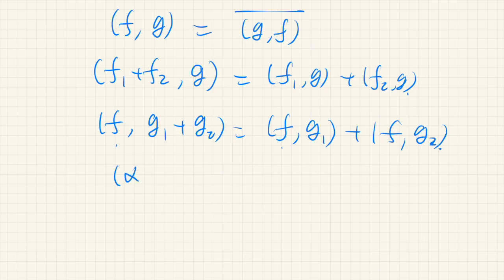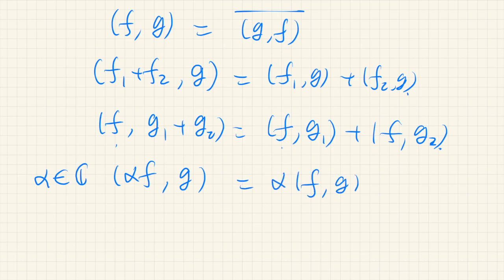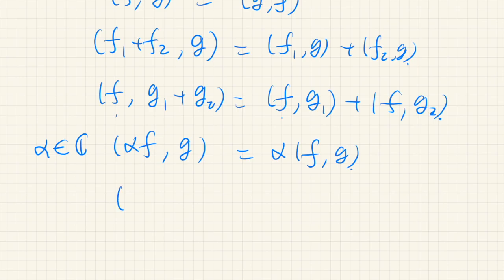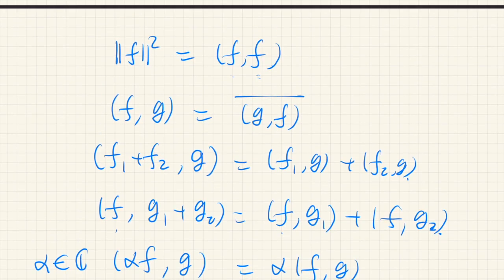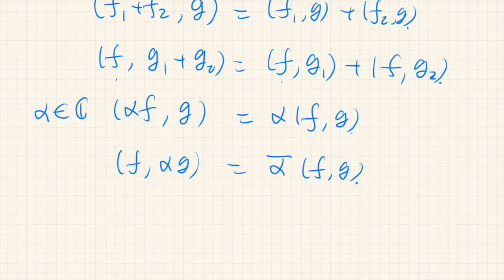Also, alpha is a complex number, a scalar. So the inner product of alpha f with g is alpha times the inner product of f and g. And the inner product of f with alpha g is alpha complex conjugate times the inner product of f and g. All of these should be easy to prove. They are almost trivial, so it's an exercise.